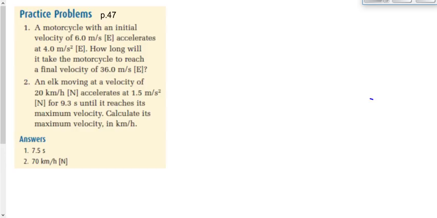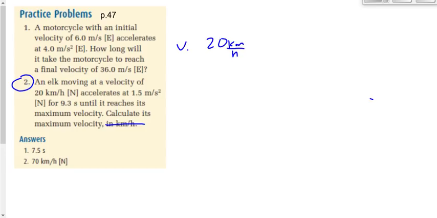Okay, taking a look at number 2, it says an elk moving at a velocity of 20 kilometers per hour accelerates at 1.5 for 9.3 seconds until it reaches max velocity. What is his max velocity? I told you guys not to worry about finding it in kilometers per hour. You get it in meters per second, I'm fine with that. What do we got here? What's this 20 kilometers per hour thing? That is the initial what?